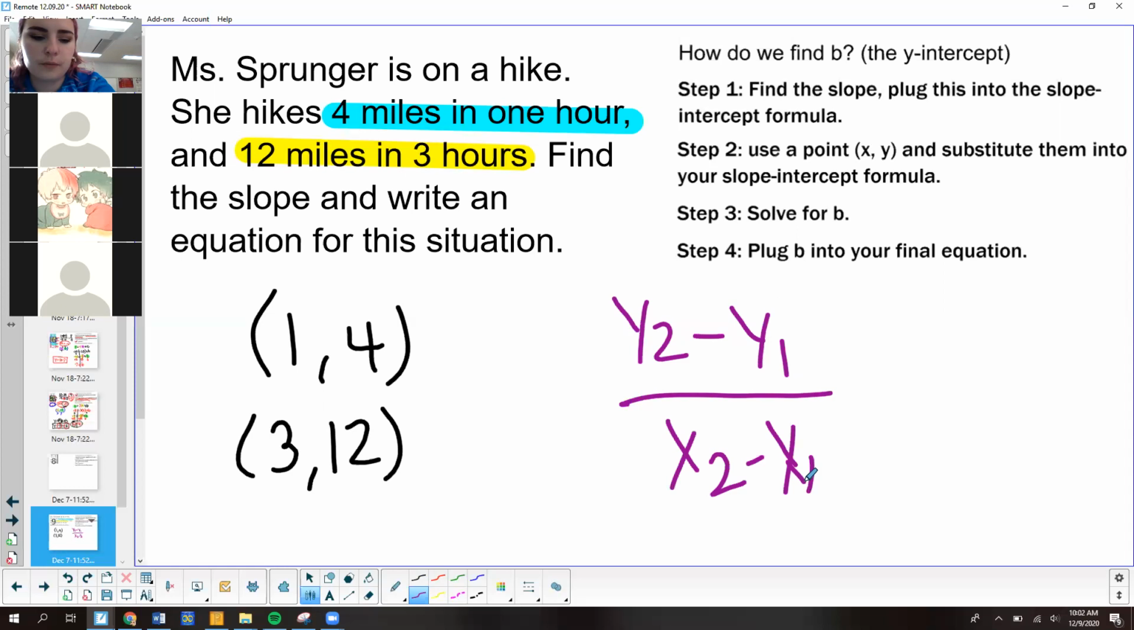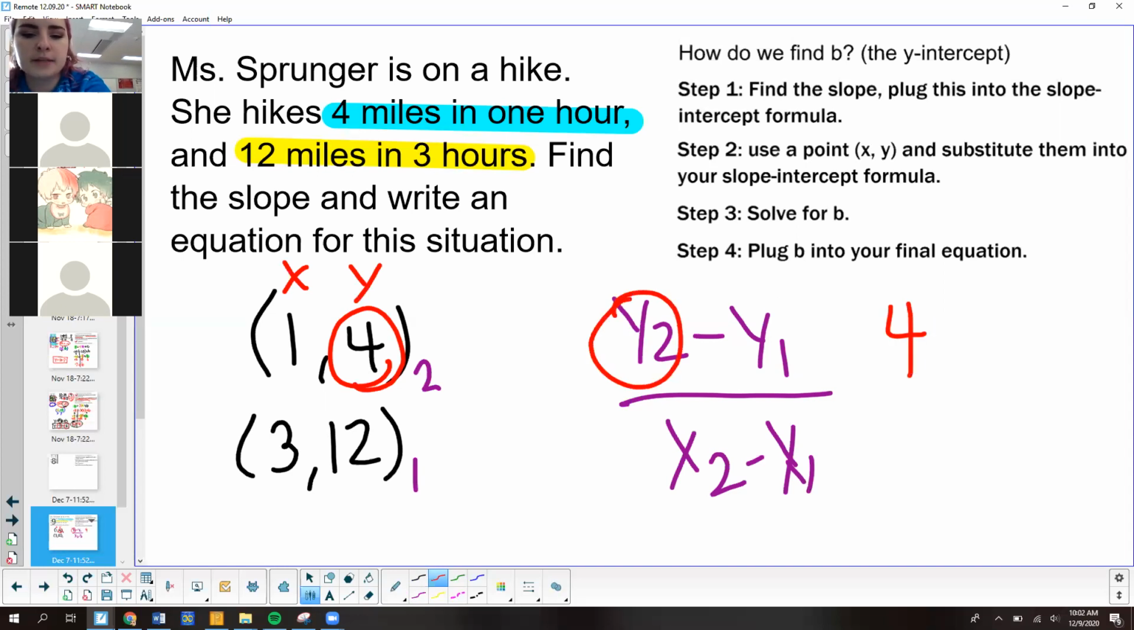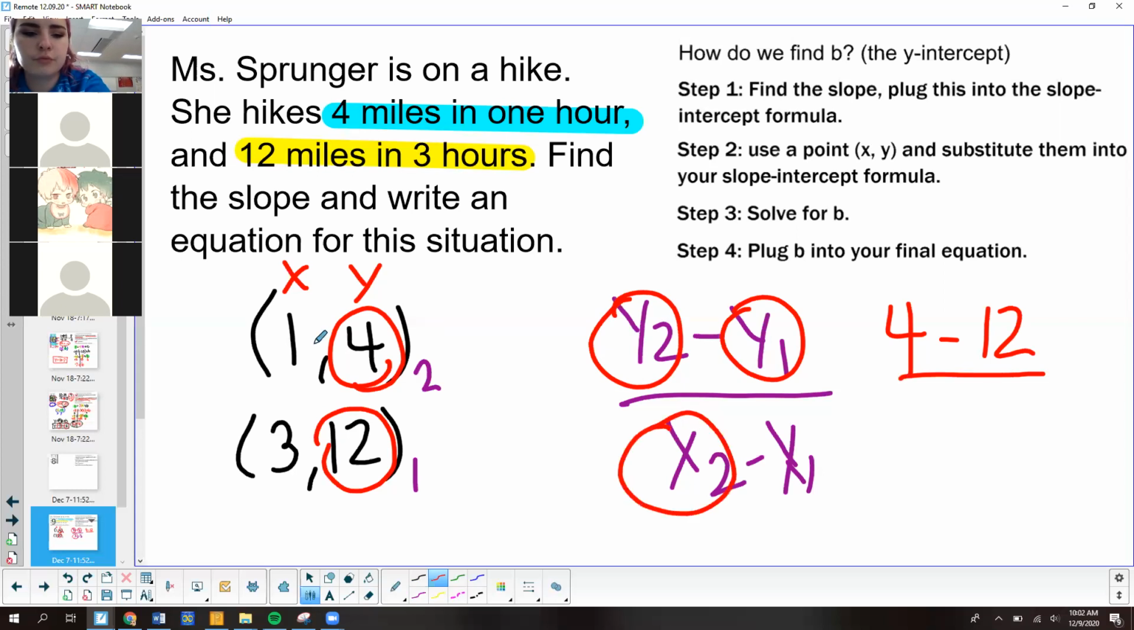So I'll make this point 2 and this point 1. So if I'm going to take my Y value, because remember we write them as X comma Y, our Y value in point number 2 is 4. So I'm doing this part right here. So we're going to do 4 minus Y1. So our Y value in number 1, divided by X2, which is our X value in point number 2, minus X1, which is going to be 3.